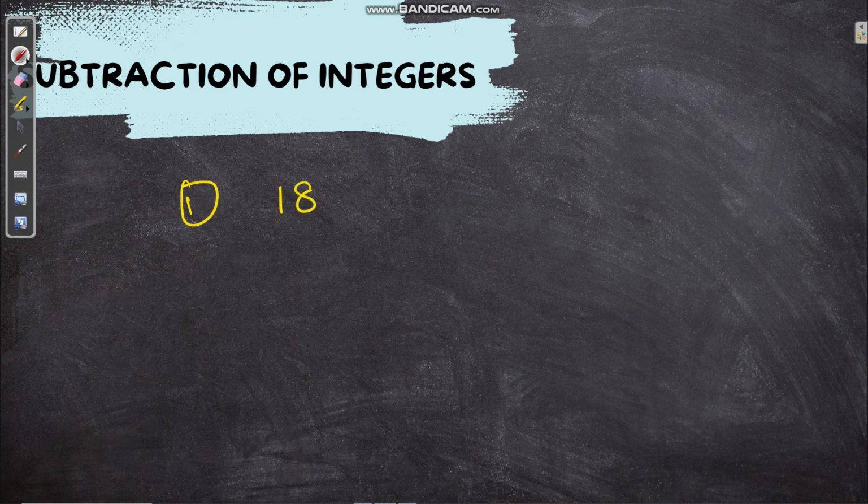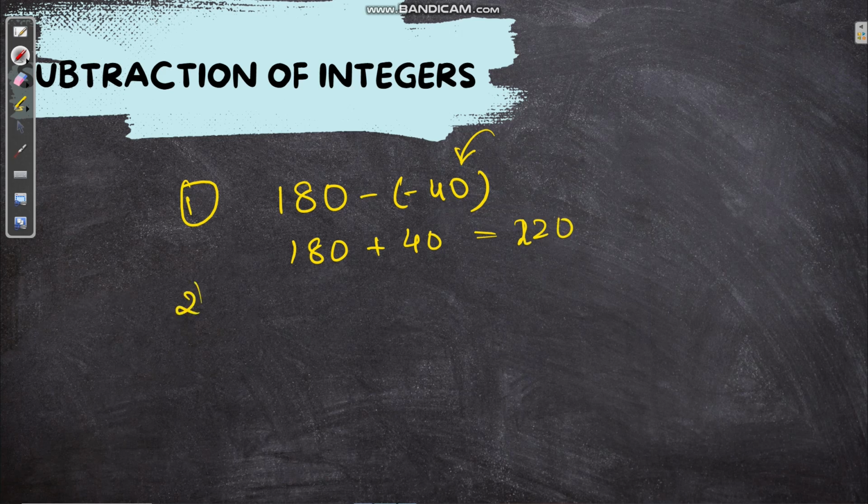Let's take 180 minus of minus 40. Now I'll write 180 as it is. Do not do anything to the first integer. Change this minus sign to plus sign. If you want to convert it from minus to plus, you need to take the additive inverse of minus 40. That is simply 40. So the answer over here is 180 plus 40, that is 220.